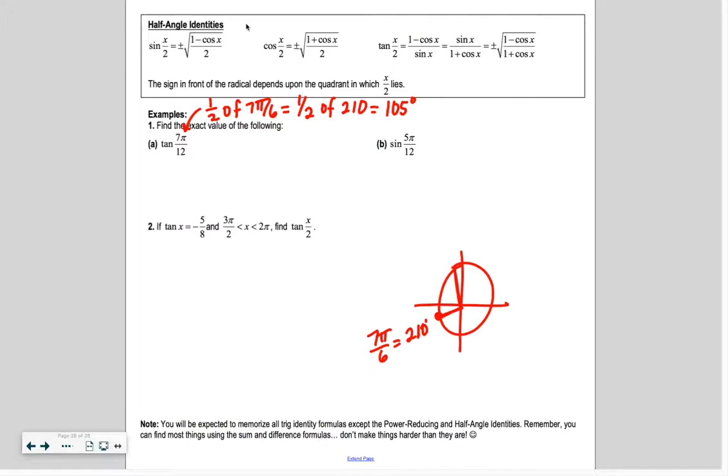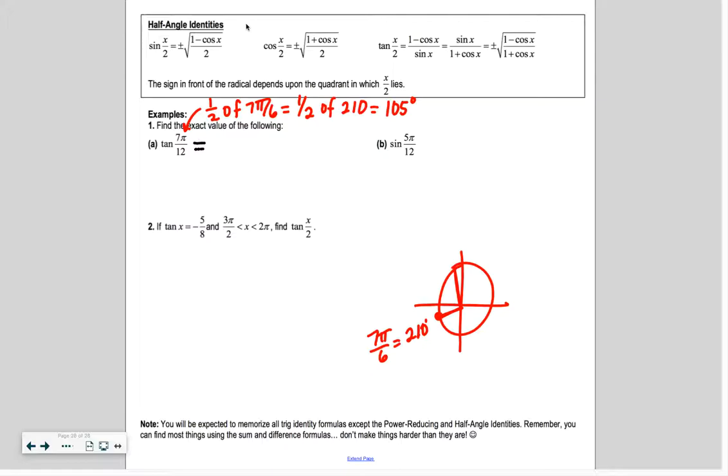So 105 degrees is in the second quadrant. So if I'm asking you for the tangent, is tangent positive or negative in the second quadrant? It's negative because the sine is positive and the cosine is negative, right? Is sine positive or negative? It would be positive, right? So you can get all those different signs. So see how each one has a plus or minus with it? You can decide if it's the positive or negative version by what quadrant it's in.